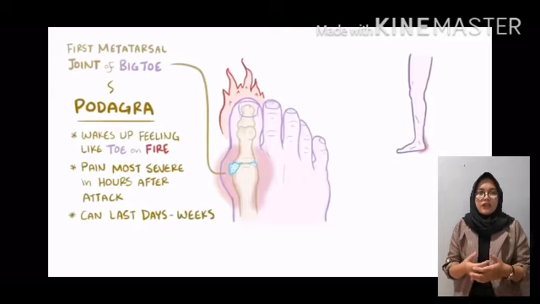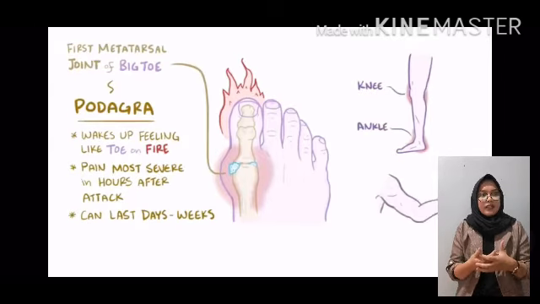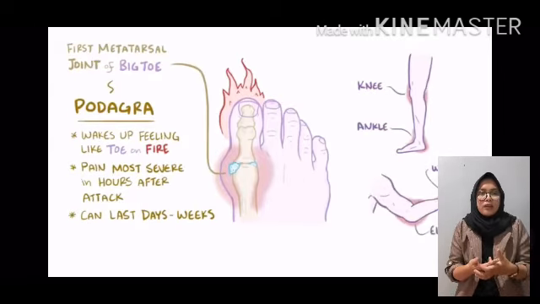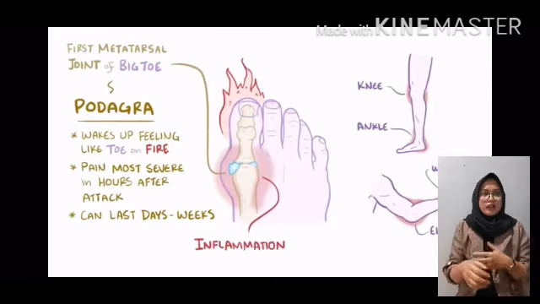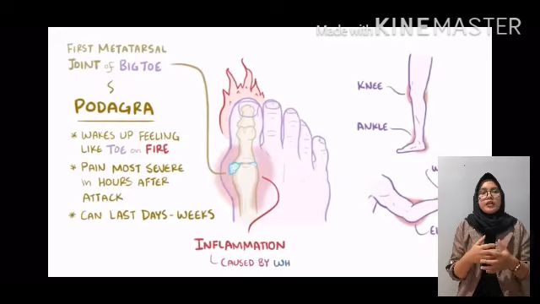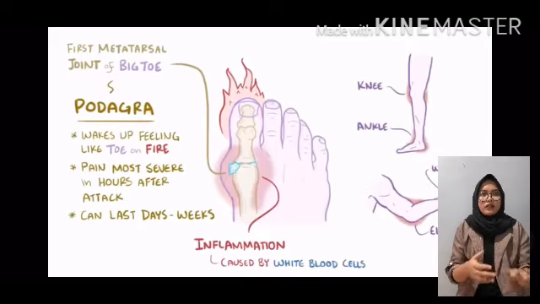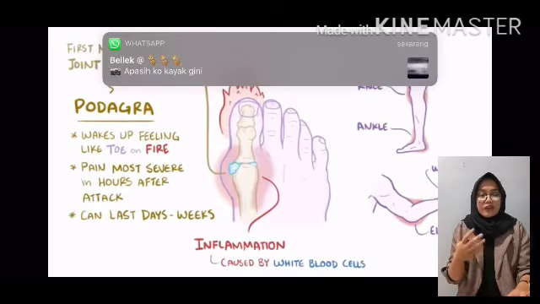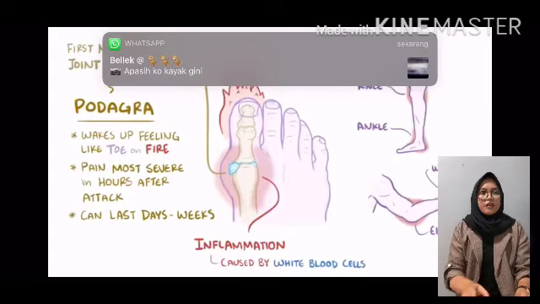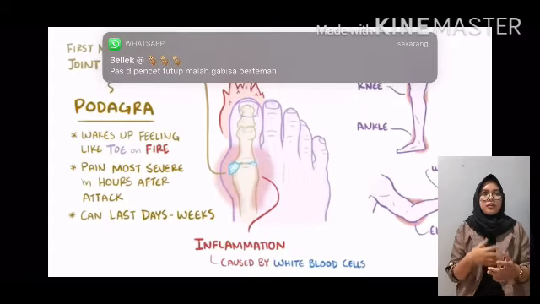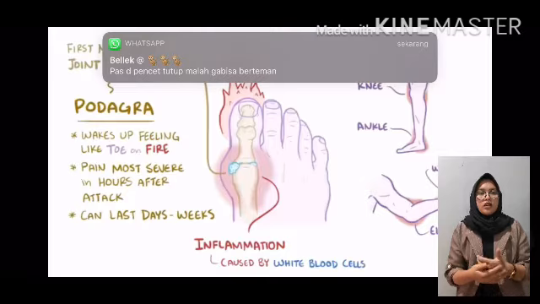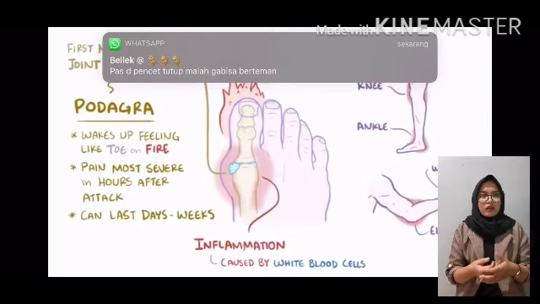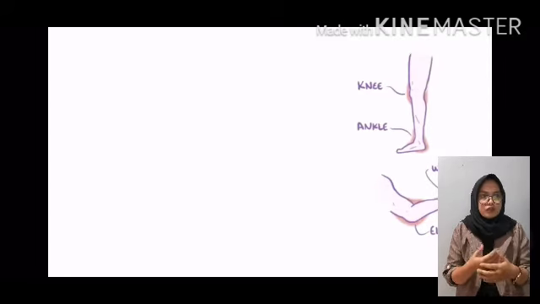Gout can affect other joints as well, like those in the ankle, knee, wrist, and elbow. And this inflammation and local pain is ultimately caused by the white blood cells, or leukocytes, which migrate to the site to eliminate uric acid and release pro-inflammatory chemicals, including cytokines.